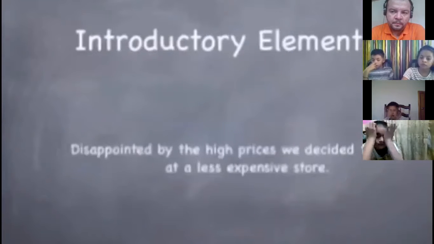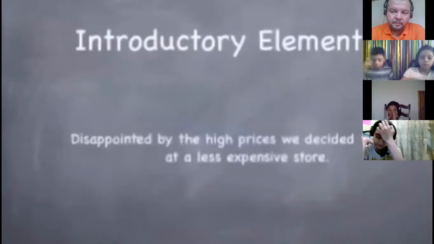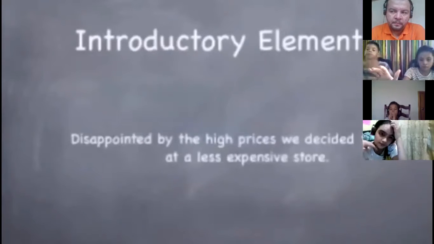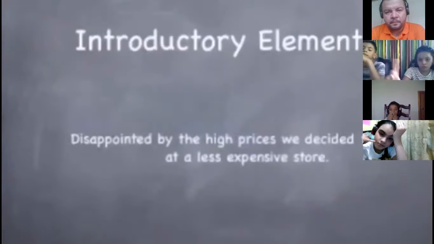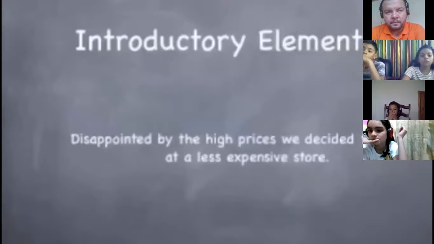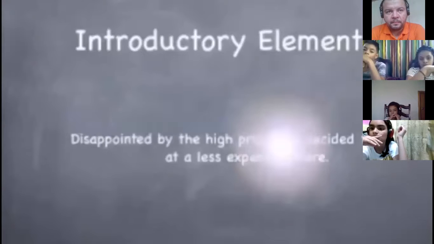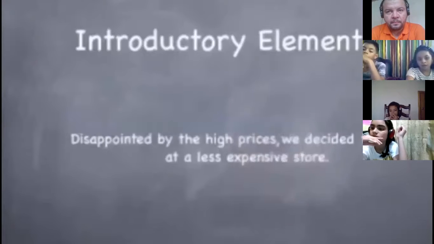Take a look at this one. "Disappointed by the high prices, we decided to shop at a less expensive store." So look for the participle phrase. In other words, the verb that ends in either -ing, -ed, or -en at the beginning of the sentence. And of course, you see "disappointed." Disappointed by what? By the high prices. So that's our participle phrase. "Disappointed by the high prices, comma, we decided to shop at a less expensive store."